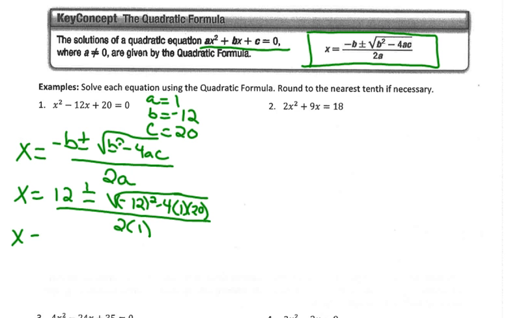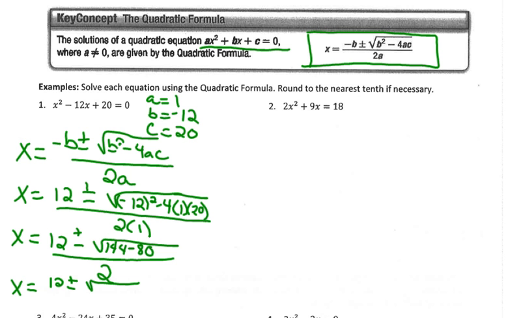Now, before you start trying to put it in your calculator, I want you to at least simplify the discriminant, what's underneath the square root sign, and the bottom. So the bottom is going to be 2. This is really going to be 144, negative 12 squared. 4 times 1 times 20 is 80. And then, let's see, 144 minus 80 is going to give me 64.